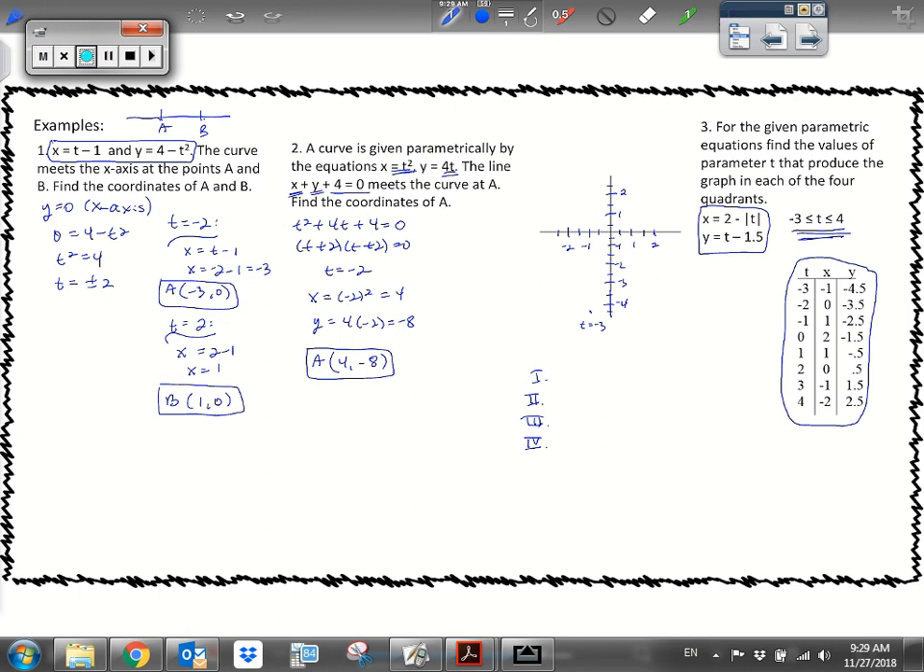At a t of negative 2, I have an x value of 0 and a y value of 3.5. So we're going this way. And actually, I'm in the third quadrant, and when t equals negative 2, I am passing out of the third quadrant. So let's go to our third quadrant notation down here. I started when t is negative 3.